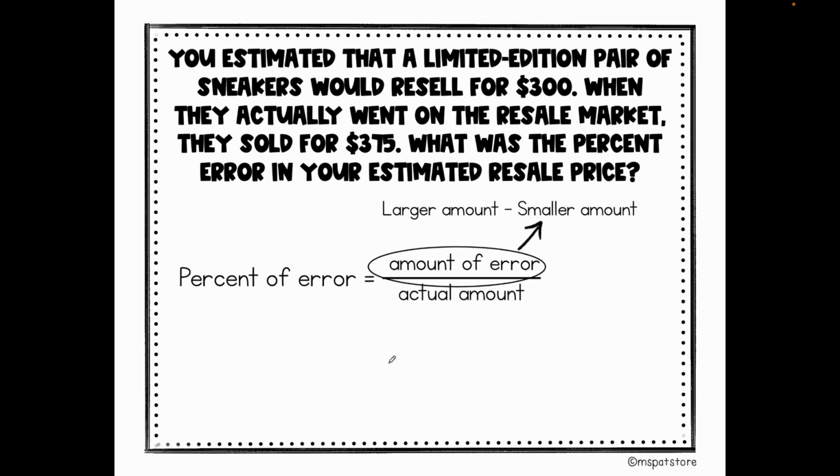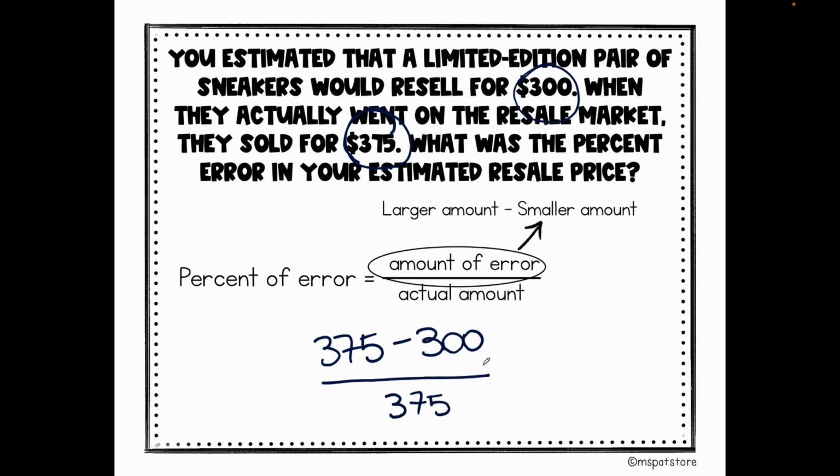All right, so in this case, you estimated that a limited edition pair of sneakers will resell for $300. When they actually went on the resale market, they sold for $375. So what was the percent of error in your estimated resale price? So let's see. My larger amount is $375 and my smaller amount is $300. But the actual amount on this resale price was $375.